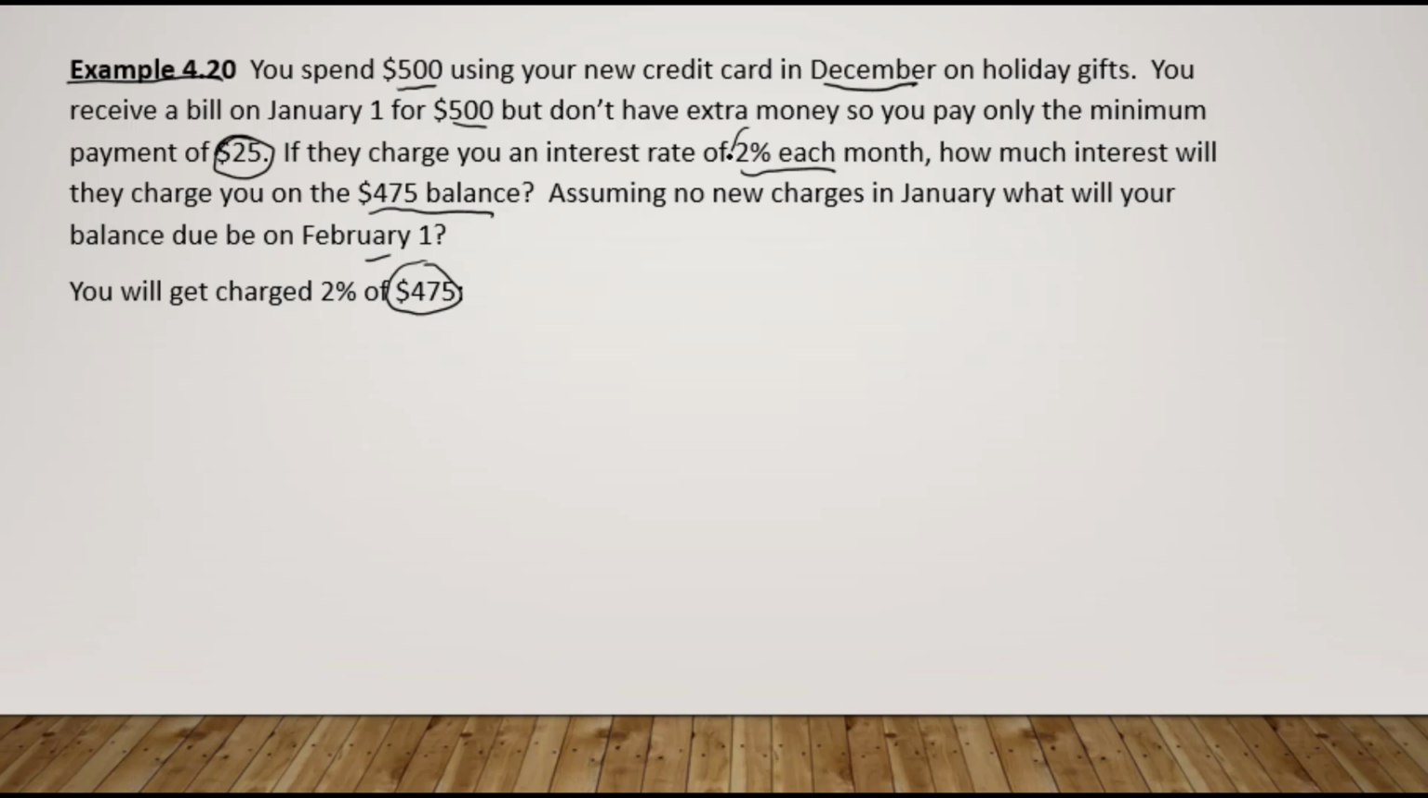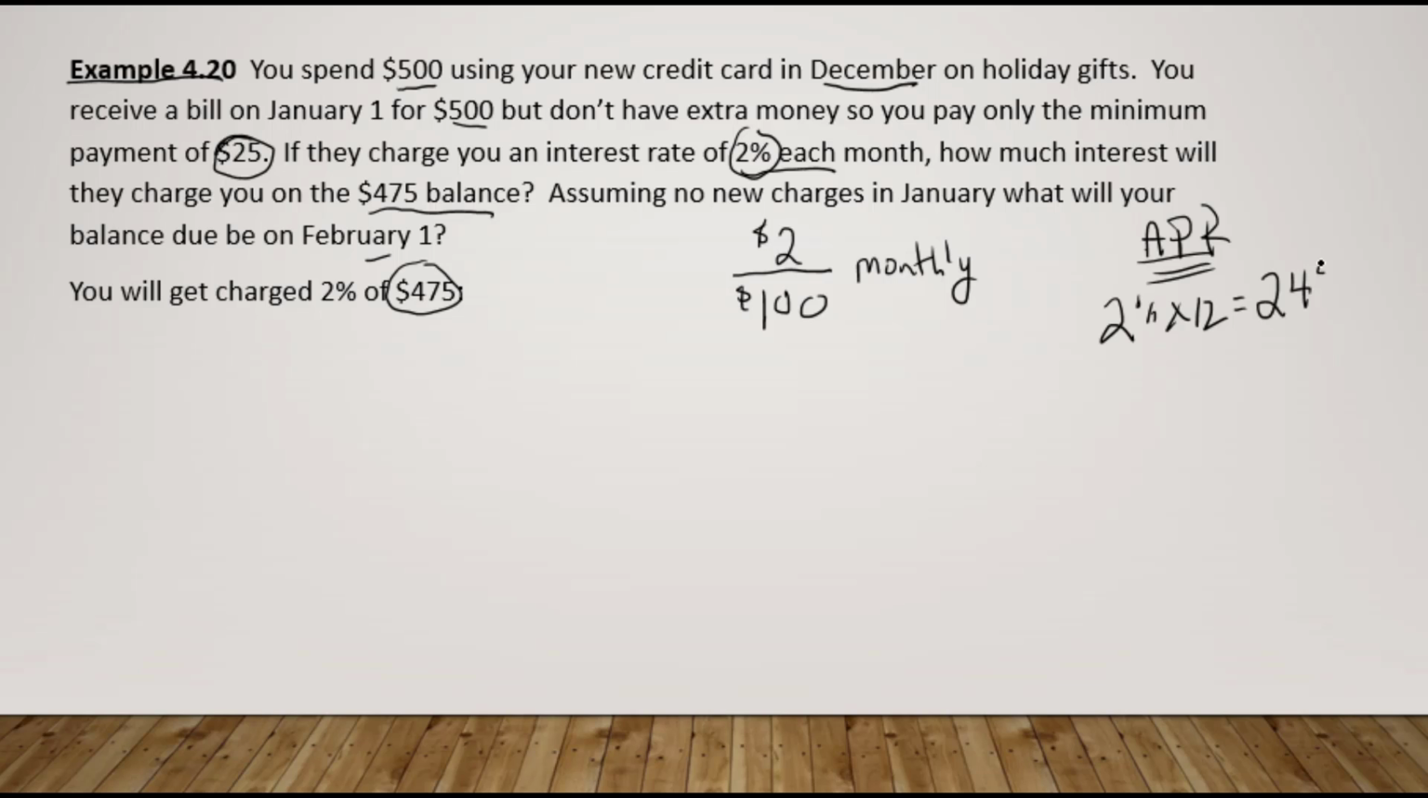Now, 2% interest rate means you have to pay interest of $2 on every $100 that you spend. That's what it means. And this is a monthly rate. To get the actual annual percentage rate, which is the number on your credit card, you'd have to take 2% and multiply it by 12, and you would get 24%. So that's the annual interest rate on your card.